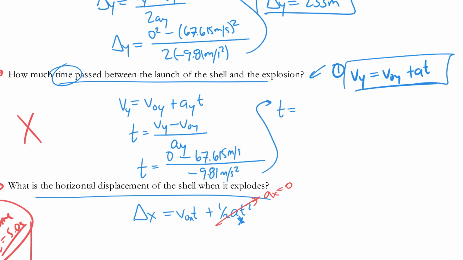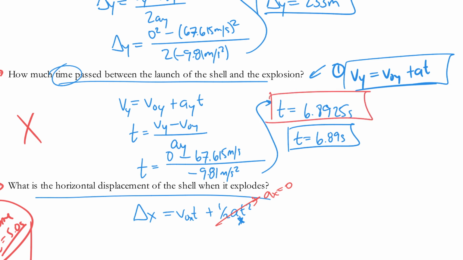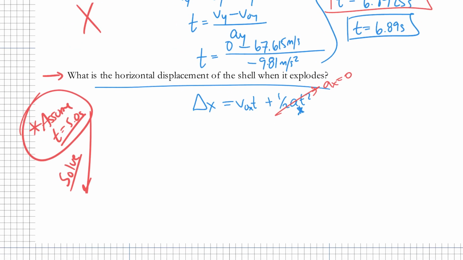So T equals 68 divided by 10, 6.8-ish. So I'm getting 6.8925 seconds. I really should have given this class more space. 6.89 seconds. Again, remember, if I need this number for another part of the problem, we're going to use the full number.